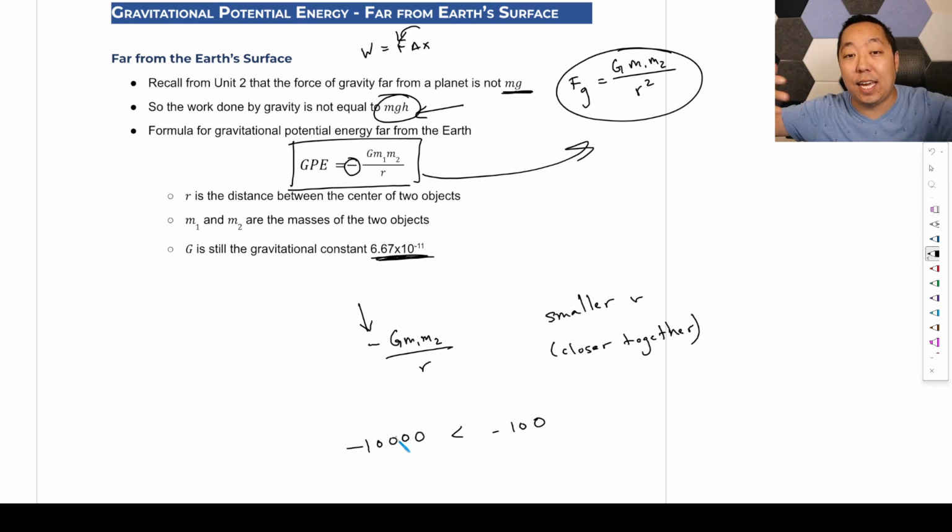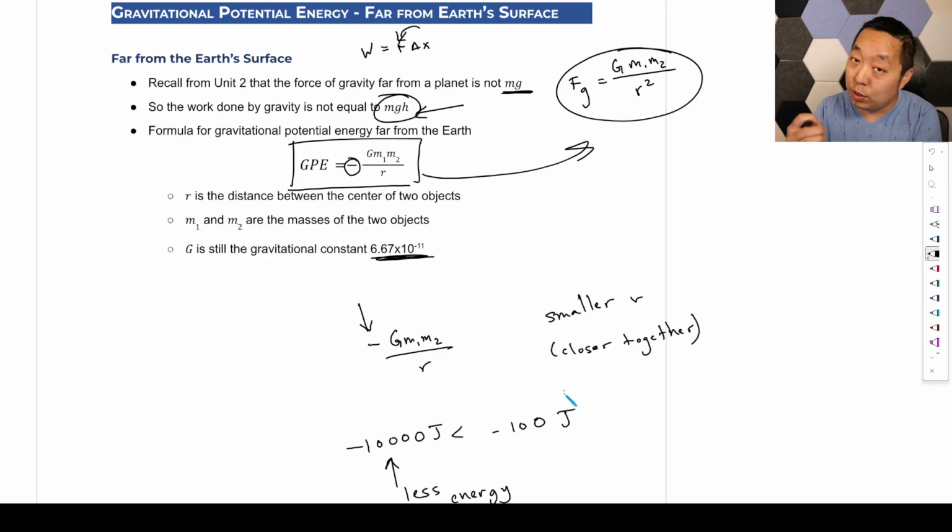Just because it's bigger in magnitude does not make it more energy. Remember, energy is a scalar. When we think about whether I have more energy or less energy, if it is more negative, this is less energy. If it's negative 10,000 joules versus negative 100 joules. So when they are closer together, there is less potential energy, which makes sense. When you are closer to the Earth, your potential energy in the you-Earth system is smaller. You have more potential energy when you are further away from the Earth. So it's kind of reversed because of the negative sign.